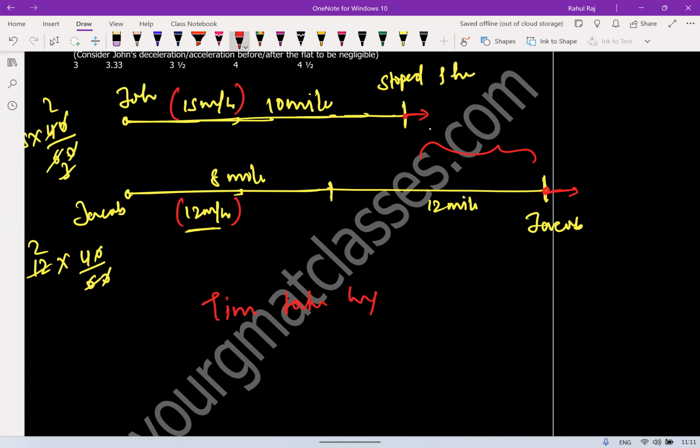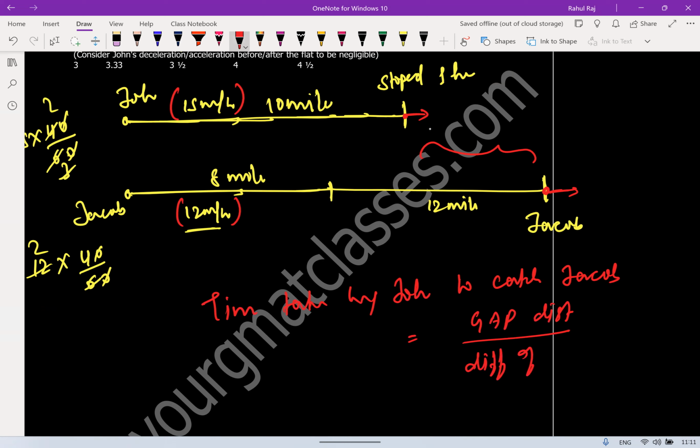Time taken by John to catch Jacob is gap distance by difference of speed. So what is the gap distance? Jacob has traveled 8 plus 12, 20 miles. And this is 10 miles. 20 minus 10, this is 10 miles. So gap distance is 10.